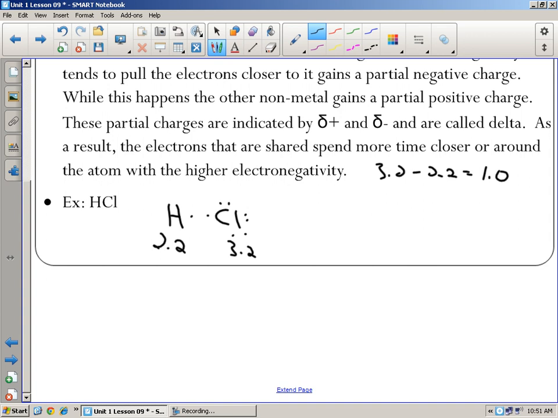Okay. However, the question becomes, when I make this bond here, for example, when they actually do get close enough together, and I'm pulling with a force of 2.2 this way, and a force of 3.2 that way, once again, simple tug-of-war says, who's going to win in this case? Colin. Chlorine? Yeah. Chlorine's going to win out, right?